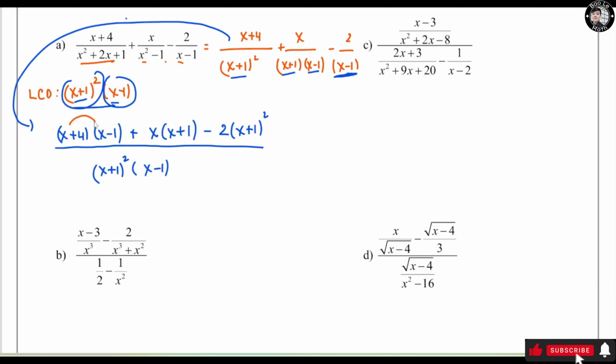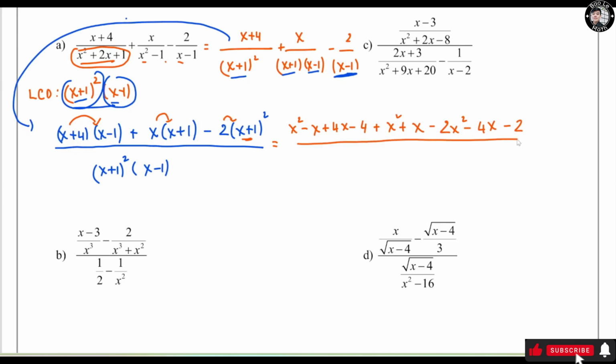Now we're going to distribute this guy, so it would be s squared minus s plus 4s minus 4, right? And distribute this one, it's going to be plus s squared plus s, right? Distribute this one, and this guy actually is the perfect square formula, so it's going to be negative 2s squared minus 4s minus 2, divided by the LCD, which is s plus 1 altogether squared times s minus 1, right?